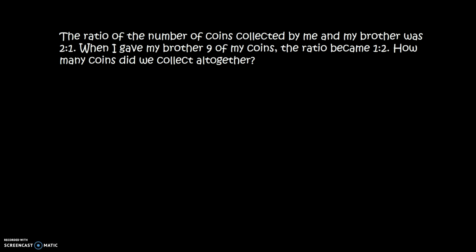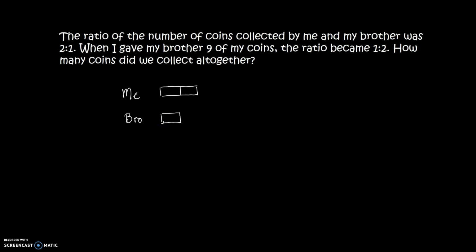So the number of coins collected by me and my brother was 2 to 1. When I gave my brother 9 of my coins, the ratio became 1 to 2. How many coins did we collect altogether? Okay, let's think through the questions that we want to ask ourselves when we're doing changing ratios problems. So what is my situation before? Since the problem tells me that the ratio of the number of coins collected by me and my brother was 2 to 1, I'm going to model that for my before situation. So I've got 2, and my brother has 1.